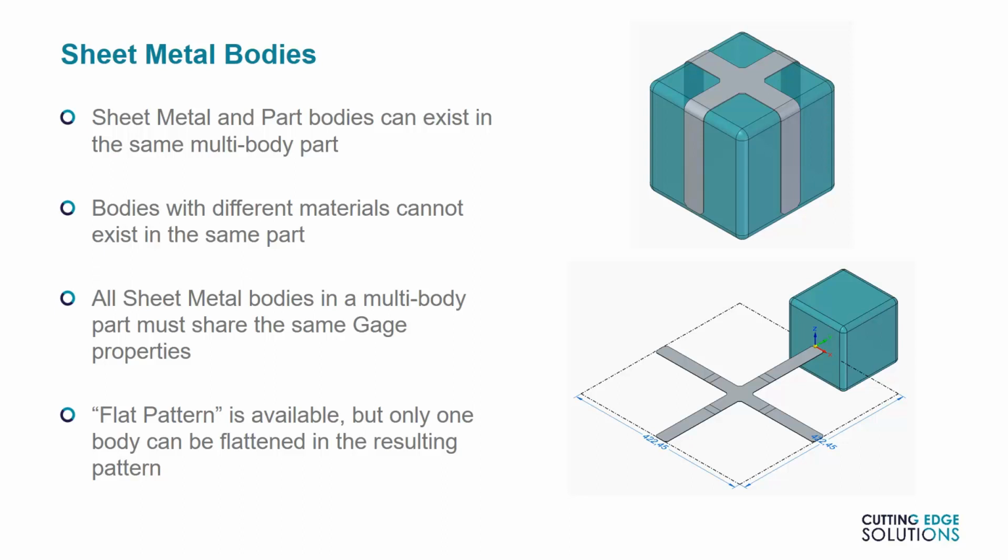Sheet metal bodies and part bodies can be created in the same file if needed, although they will all need to be the same material, and if all are sheet metal, then they'll all need to be the same gauge thickness. Another thing to remember is that a multi-body part can contain one flat pattern, but if 2 or more bodies are available in the part, you can't flatten them both at the same time.